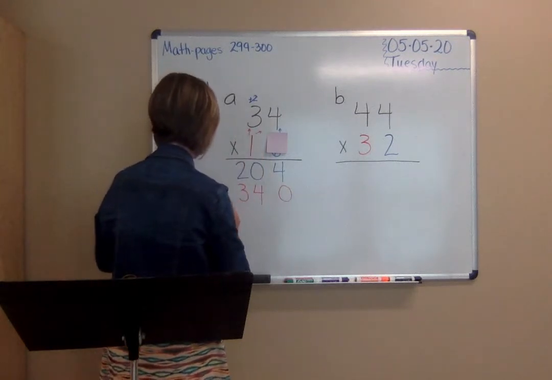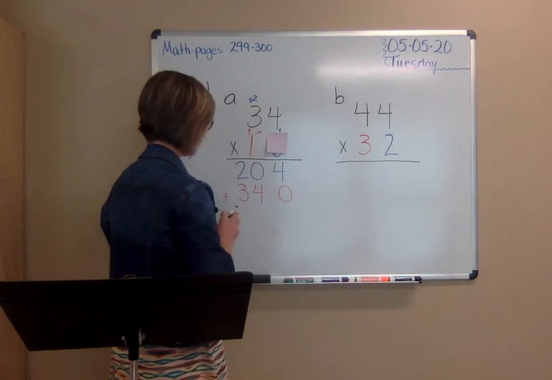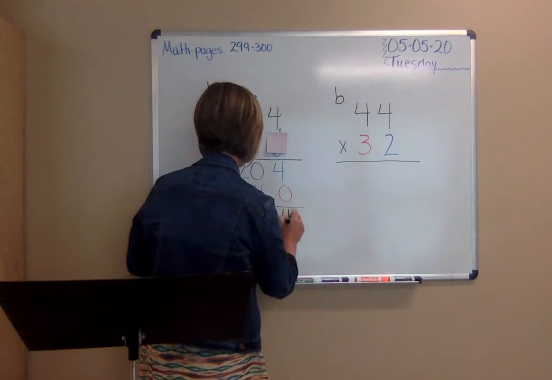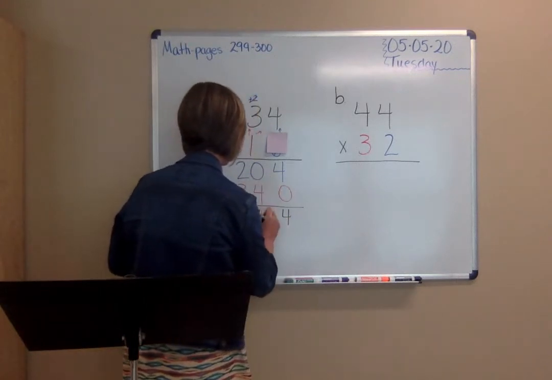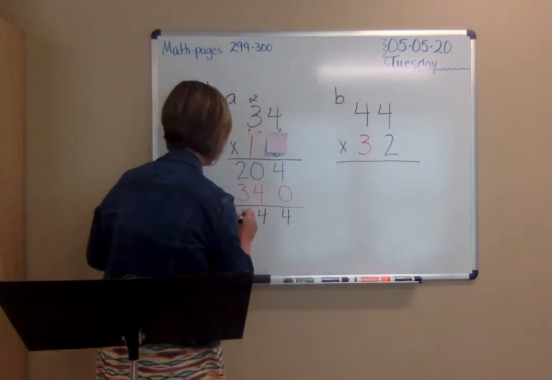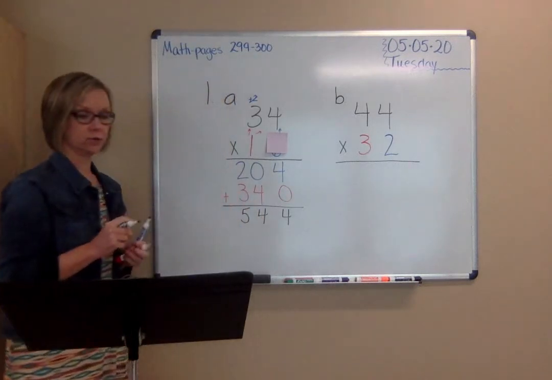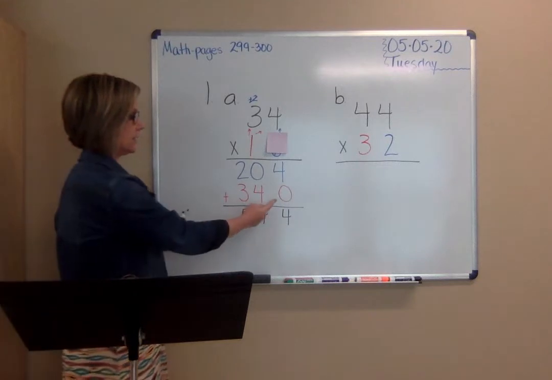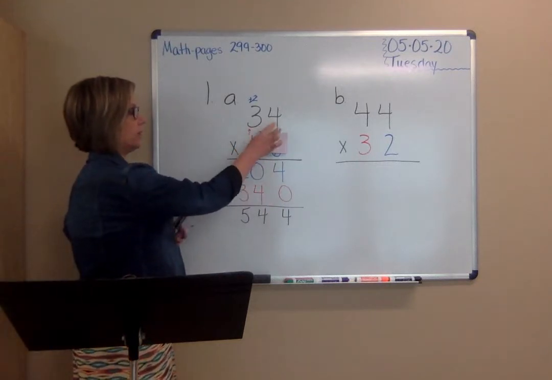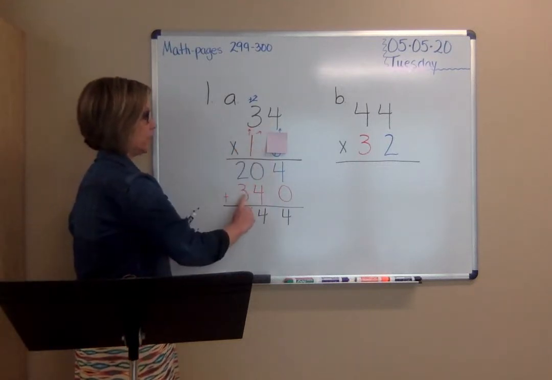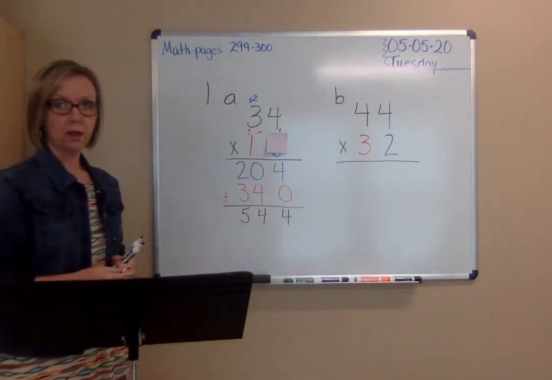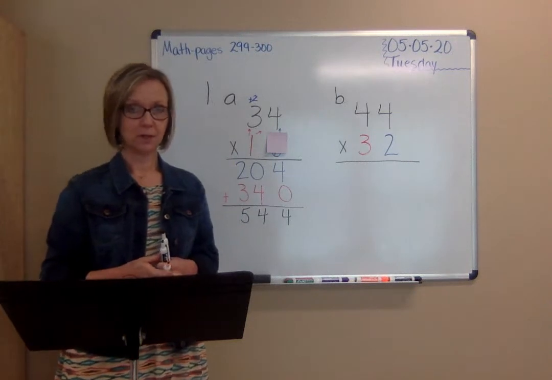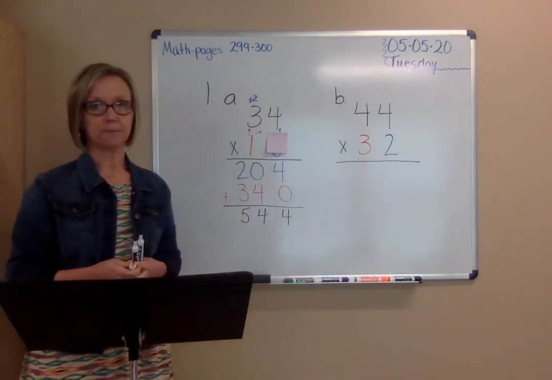And then we just simply add here. 4 plus 0 equals 4. 0 plus 4 equals 4. 2 plus 3 equals 5. 544. Okay, so again, that 0 there, if we said 34 times 10, we have 340. 34 times 10 is not 34. So that's why we need that 0 there.